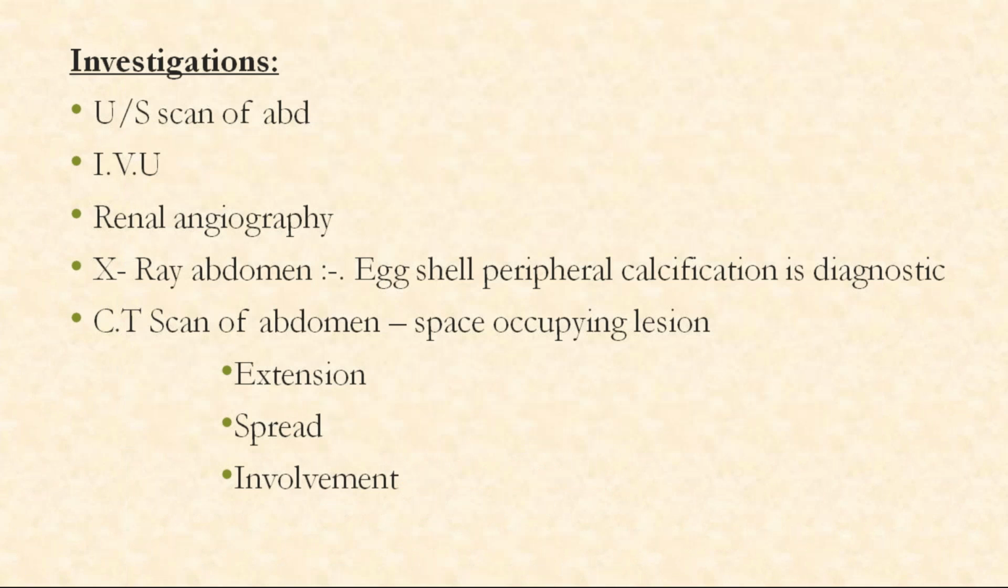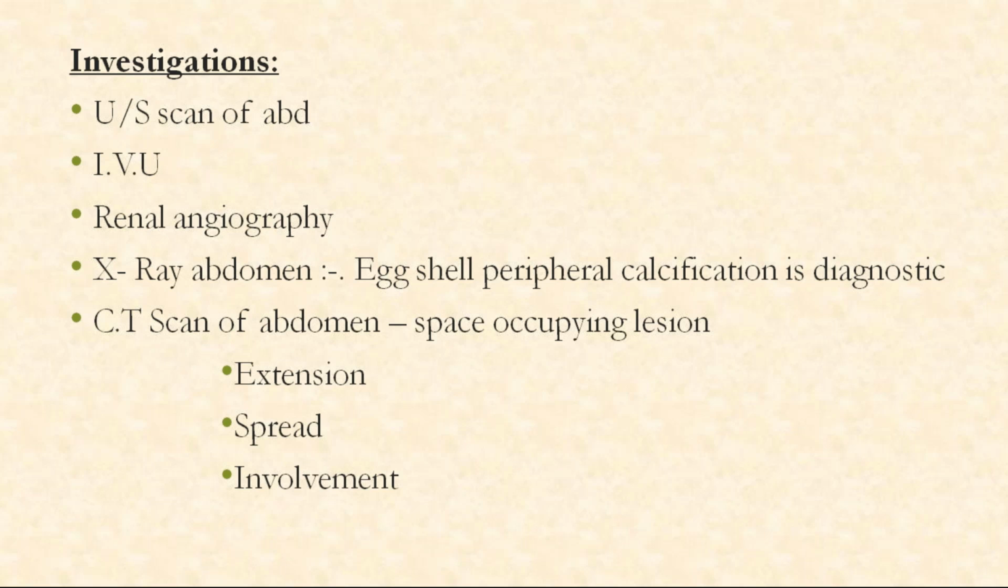So what are the investigations to identify this Wilms tumor? The simple and most important investigation is the ultrasound of the abdomen. By doing an ultrasound, you know which kidney is involved, what is the size, what is the extent. Whether the para-aortic lymph nodes or hilar lymph nodes are involved or not, you can know by doing the ultrasound.